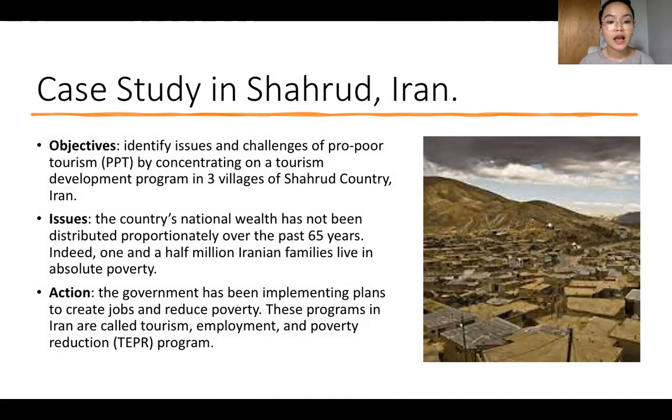This is the case study conducted in Iran. The objective of the case study is to identify issues and challenges of the approach that was implemented in three selected villages in the country. The issue of the country is that the national wealth has not been distributed proportionately over the past 65 years. So 1.5 million families live in absolute poverty. The government has been implementing plans to create jobs and reduce poverty. These programs in Iran are called the Tourism Employment and Poverty Reduction Program.